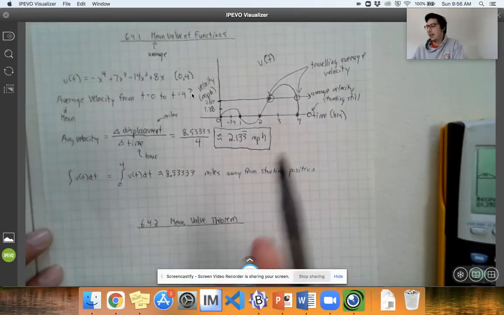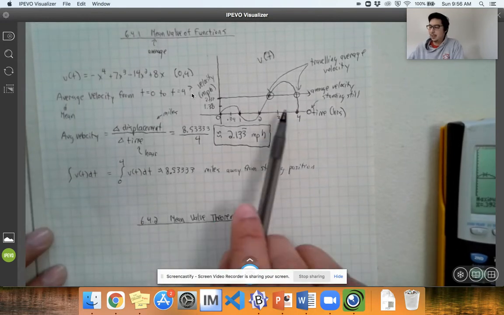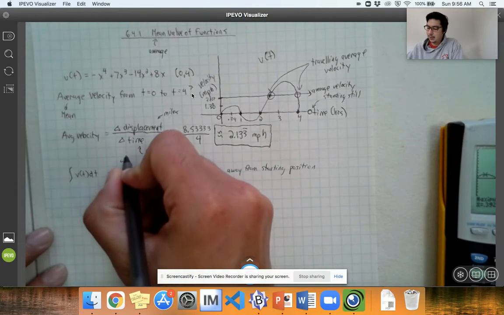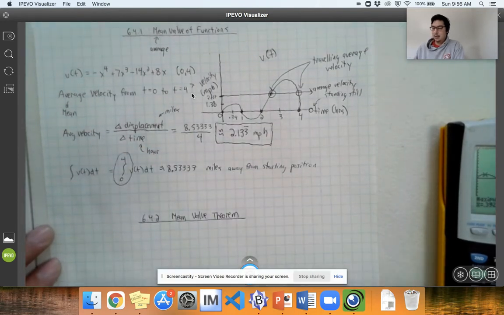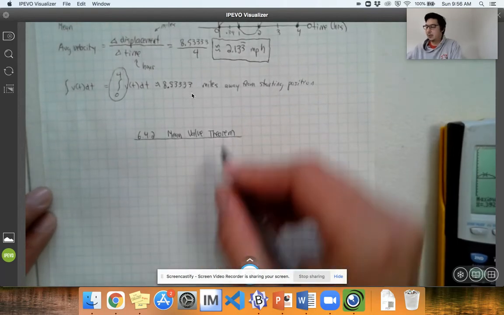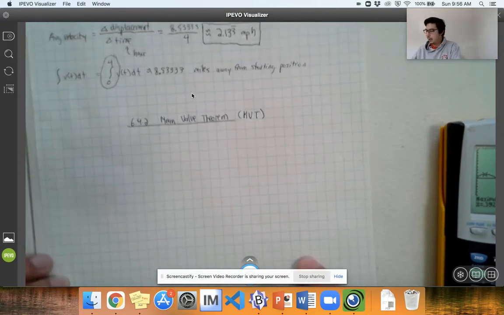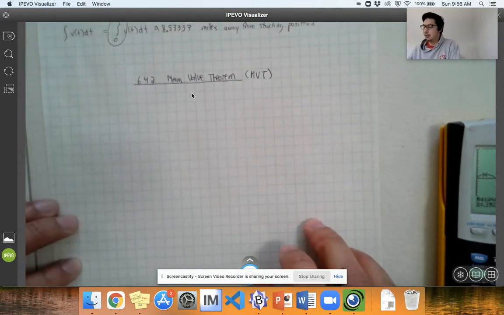Now, could we find the average value of velocity, say if it wasn't even a velocity graph, where in this case we use the integral in that case. Right? In this one, we're going to do something different. In general, by the end, we're going to learn what the mean value theorem is, or the MVT, often denoted in the calculus world.